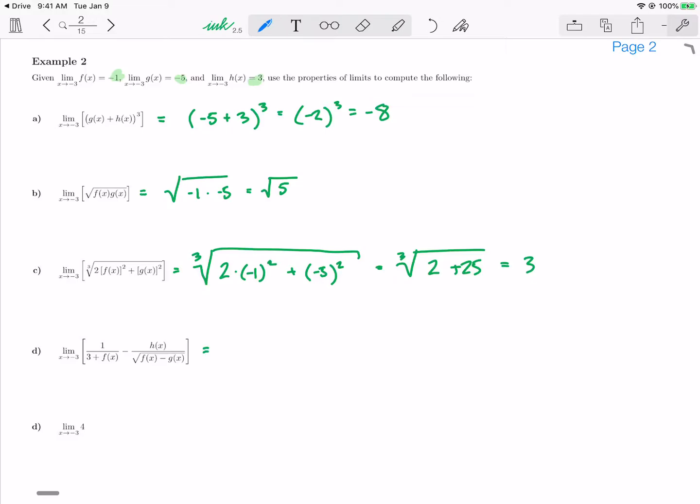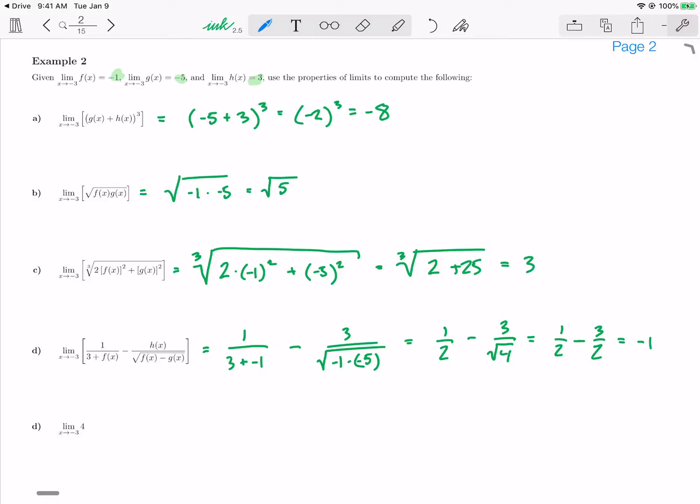This next one, we've got 1 over 3 plus f of x, which is plus a negative 1 for its limit, minus 3, and then square root of f minus g, those limits are negative 1 minus negative 5. So we've got 1/2 minus 3 over the square root of 4, which is conveniently 1/2 minus 3/2, which is negative 2/2, or negative 1.